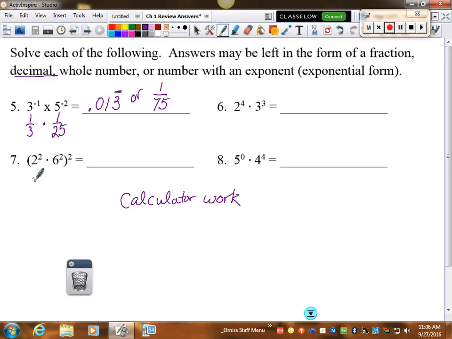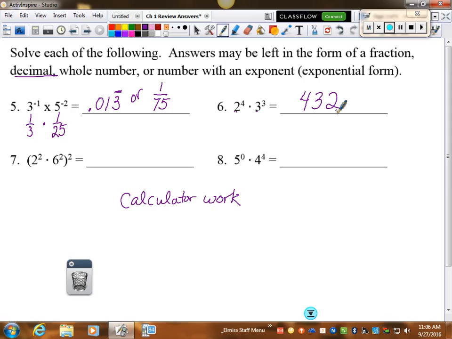Number 6, we're just typing it into the calculator. There's nothing we can do with the 2 and the 3 that's a shortcut. Multiplying 2 times 3 would be wrong because you have exponents, and exponents come before multiplication when the bases are different. So this answer comes out 432.